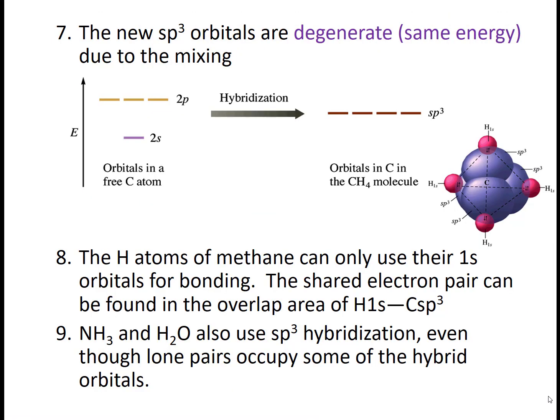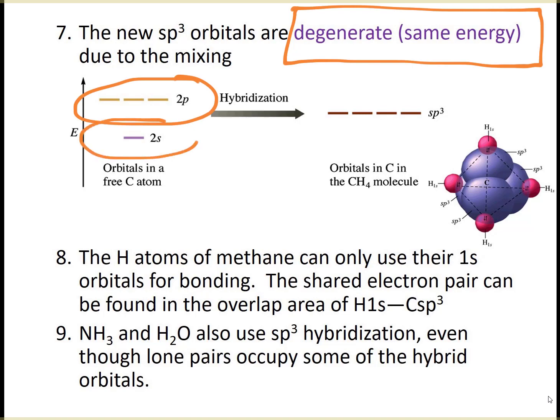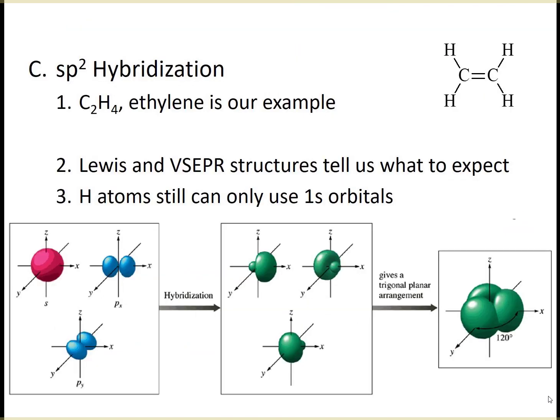When you look at the new orbitals that are the sp3 orbitals, we say that they are degenerate. And degenerate is a word that means they have the same energy. So we're combining the 2p orbitals and the 2s orbital, and we get 4 sp3 orbitals that are degenerate, or they're the same energy. Now let's look at sp2 hybridization.